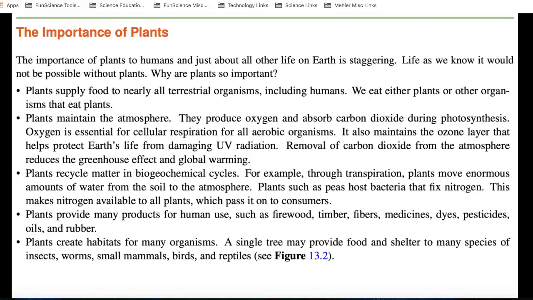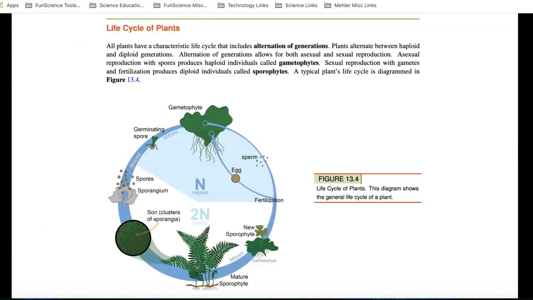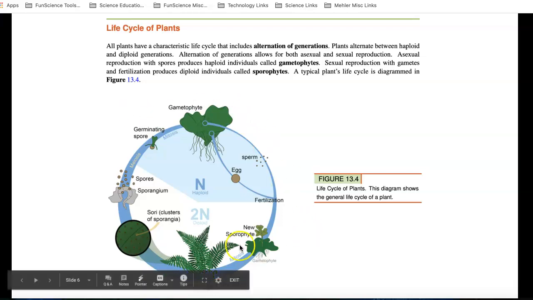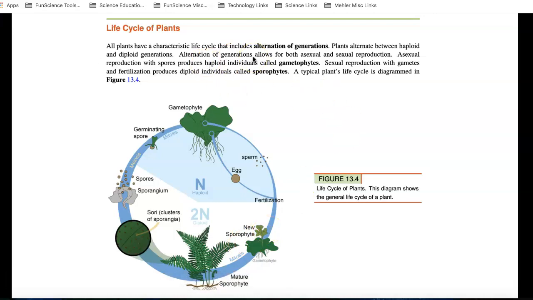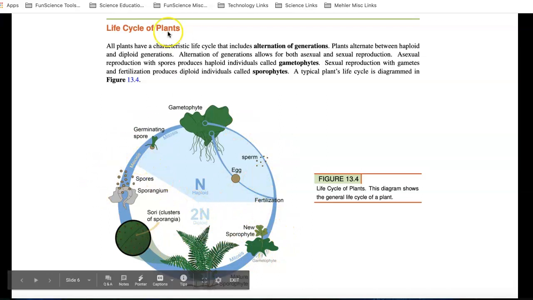so important to us. All plants have a characteristic life cycle that includes alternation of generations. Well, what does that mean? That means in one generation, the plants reproduce with a haploid generation, which means asexually, and in the other generation, they reproduce with a mixing of genetic material, which is called sexual reproduction. So make sure you know this diagram. This is the haploid part of the life cycle here. This is the diploid part, the sexual part here. Asexual up here with egg or sperm. Diploid, where a mixing of genetic material, in the bottom there.